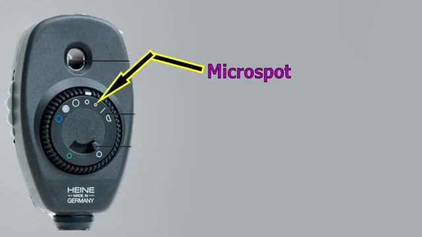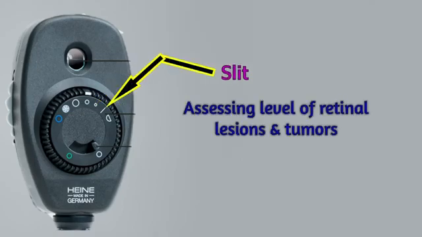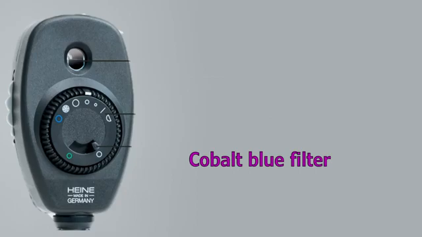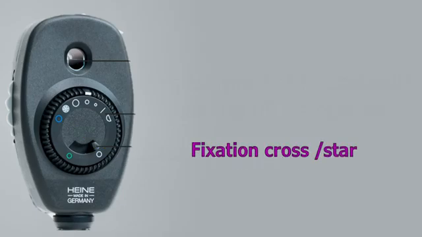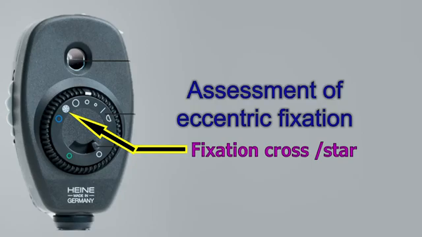A microspot for viewing the macula or the fundus in very small pupils. A slit that helps in assessing the level of retinal lesions and tumors. A hemispot that reduces reflections. A cobalt blue filter to help in assessment of fluorescent staining of the cornea. And finally, a fixation star that projects a graticule onto the retina for assessment of eccentric fixation.